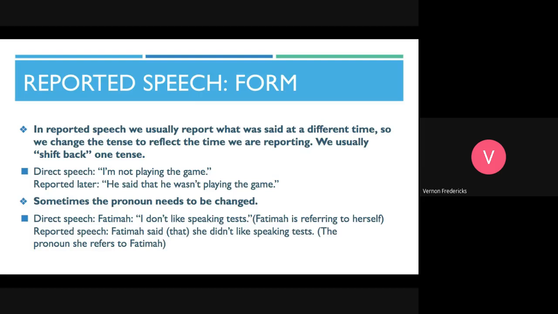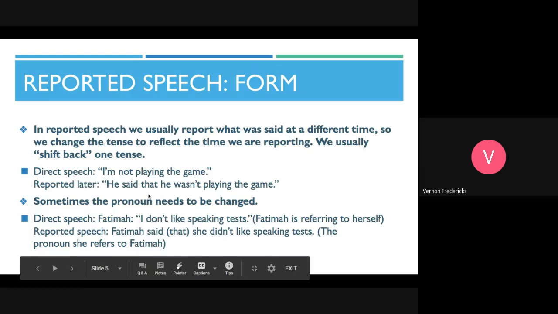Same pronoun as she refers to Fatima. Okay, Fatima said she didn't like speaking tests. Here we have the present simple, I don't like speaking tests, and it changes into the past. She didn't like speaking tests. So sometimes we also have to change the pronoun.